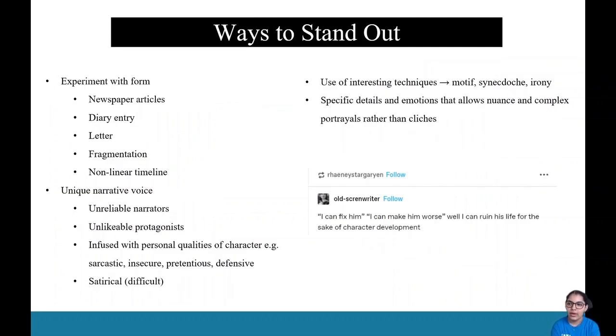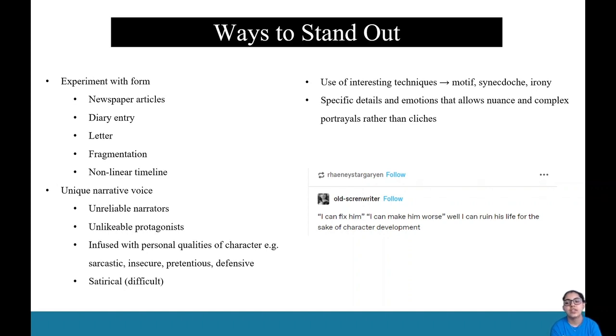Okay, so let's now have a look at ways to stand out with your responses. So firstly, experimenting with form, that's really good. And again, if you start doing it now, you'll feel comfortable by the time you get to Year 12. Write diary entries and letters, for example. Now here's the thing: you don't have to literally write a fiction story, or just write prose. You can make it a newspaper article, a diary entry, a letter as well.